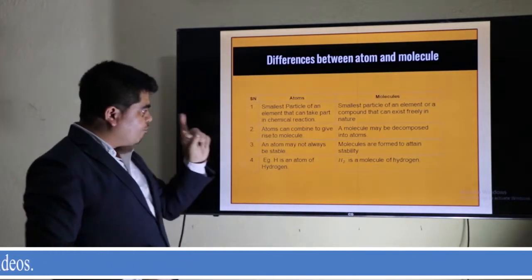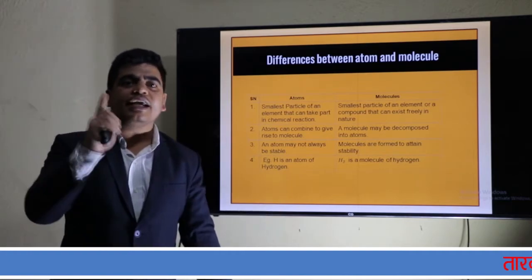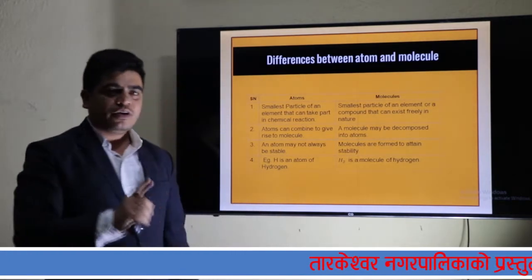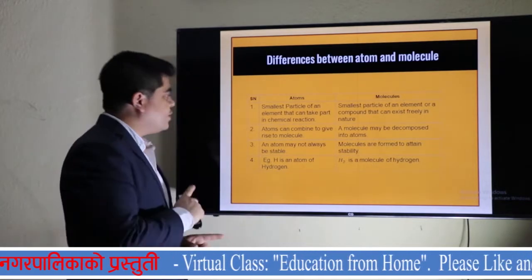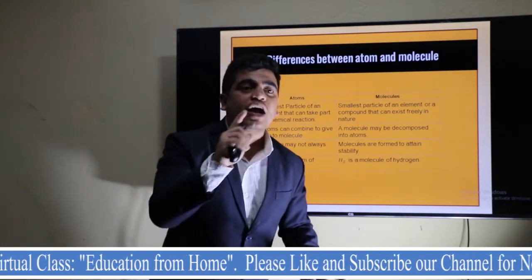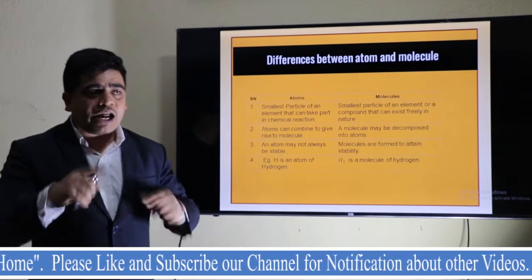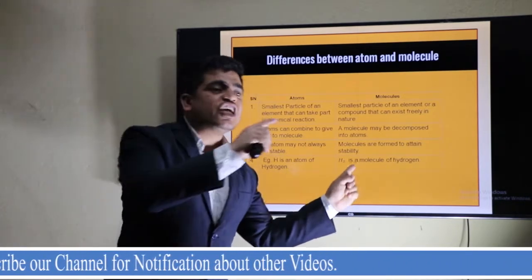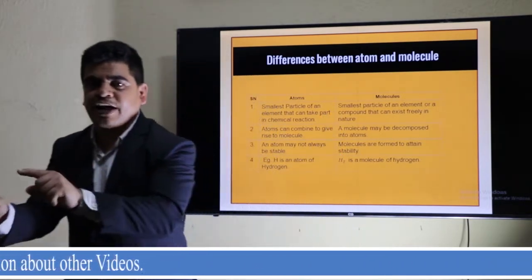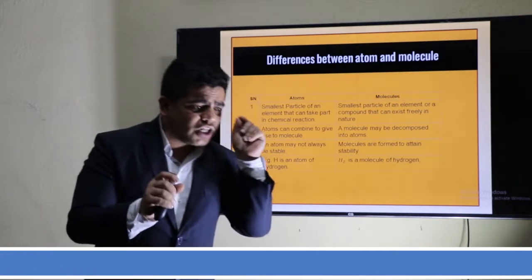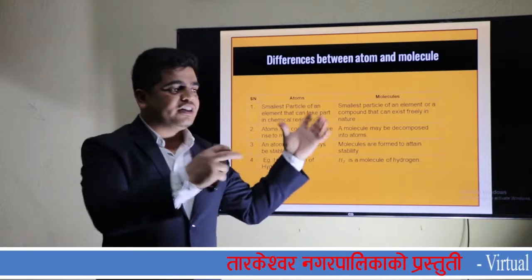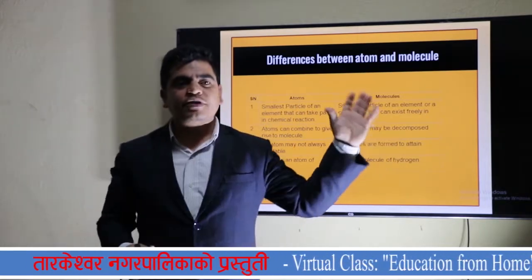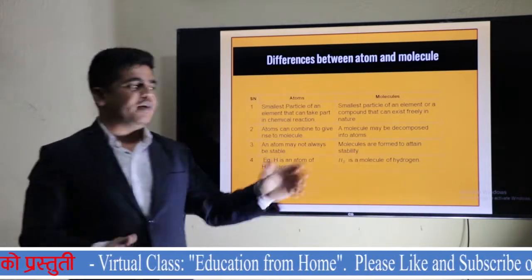So you basically have to know that H is an atom of hydrogen. H means the atom of hydrogen, but H2 is a molecule of hydrogen. When we are talking about H2, that means it consists of two atoms of hydrogen. This is the concept you must know before reading about these basic concepts about atoms, molecules, compounds, and elements.